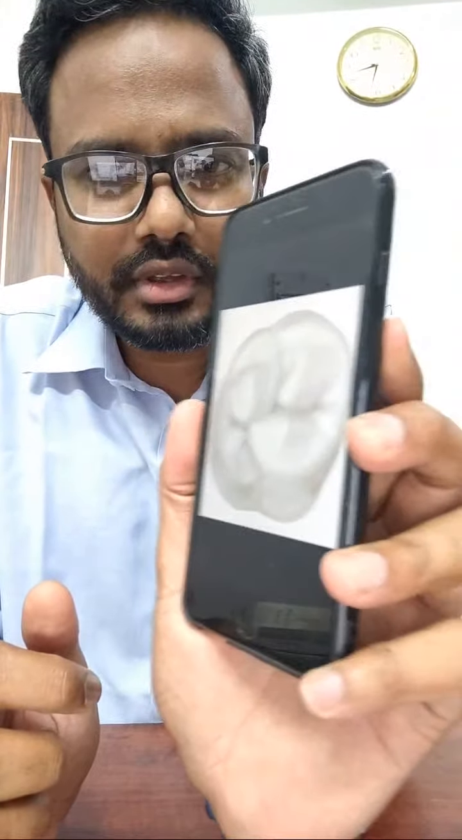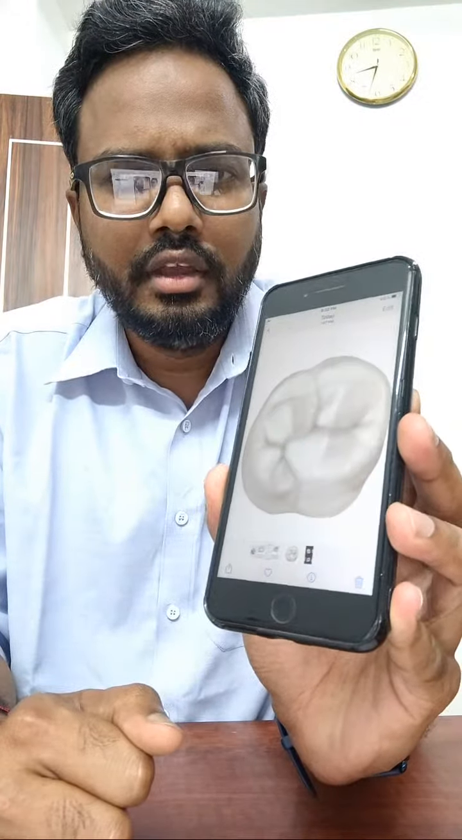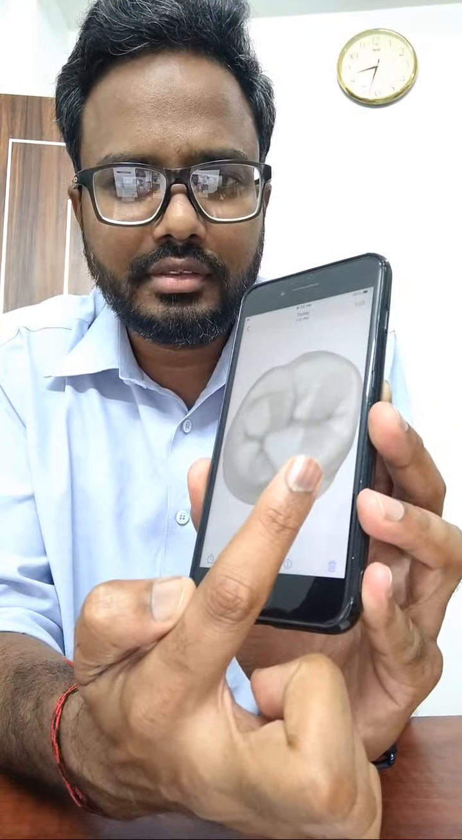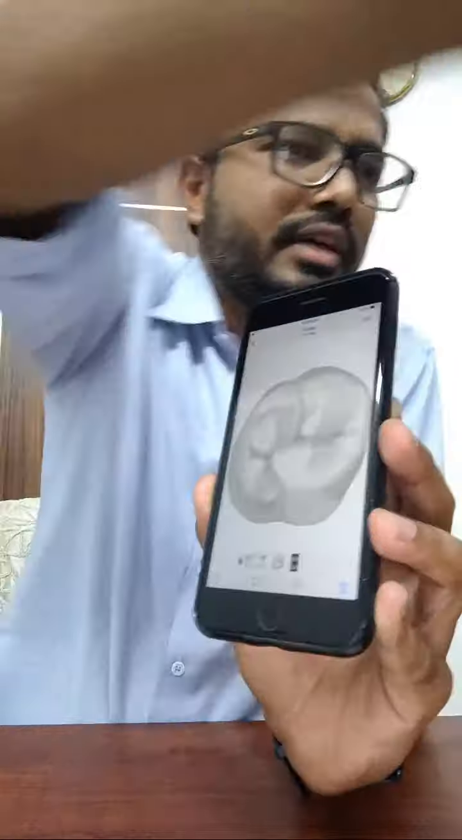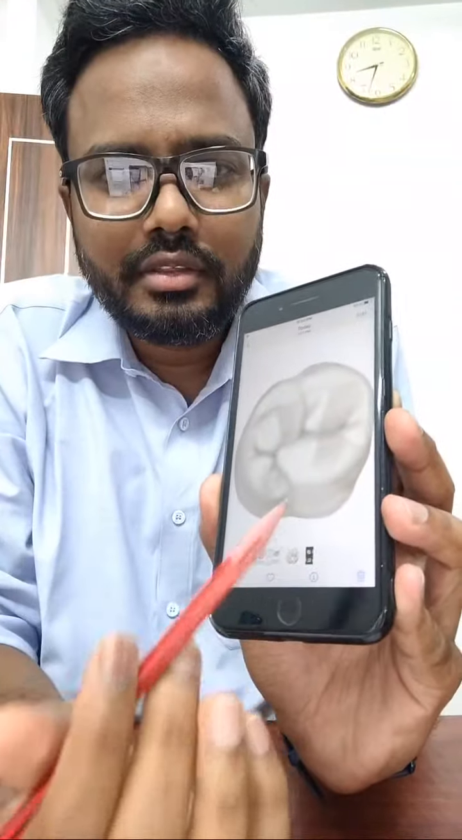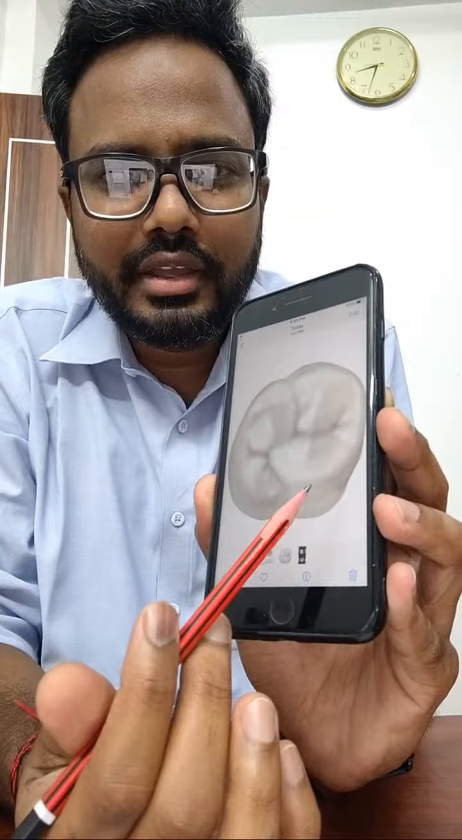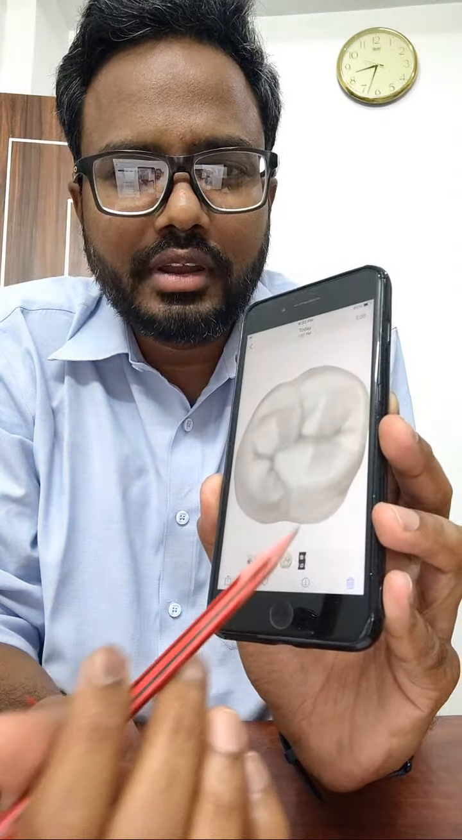So let me just zoom in and come closer. I'm trying to reduce the brightness as much as possible. Okay, yeah. So as you can see, this seems to be the largest cusp among all these 4 major cusps, right? So this largest cusp is nothing but, yeah, this one is your mesiopalatal cusp, or it's also called the mesiolingual cusp, as you already know.